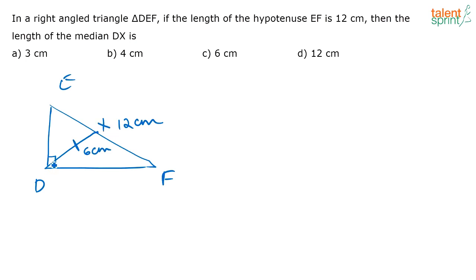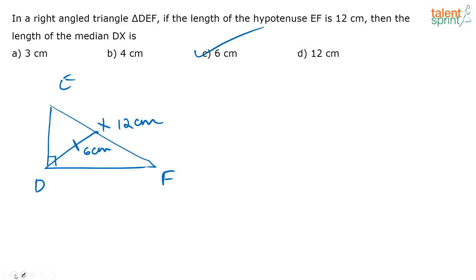So always remember, in the right angle triangle, the median that you draw from the right angle will always be equal to half of the hypotenuse. Yes. So this is 6 centimeter, that is option C. Very easy question.